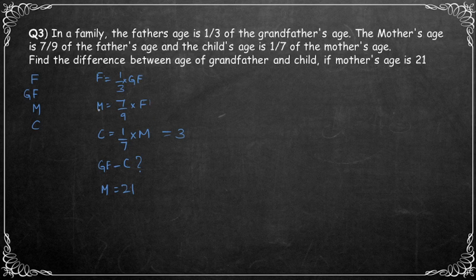So mother's age is 21, right? So 21, 7 1 ja, 7 3 ja, 9 into 3, 27. So father's age is 27. Now if you put that here, grandfather's age will be 3 into 27, which is 3 7 ja, 21, 3 2 ja, 6 plus 2, 81. So required answer is 81 minus 3, which is 78 years.